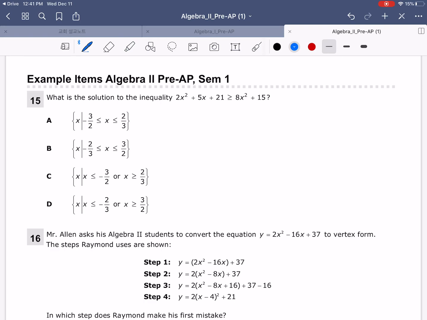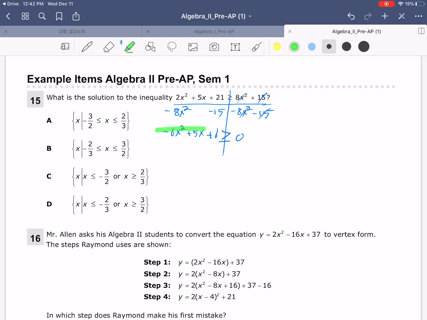Here you go. Question: find the solution to the inequality. I think I already explained this one. You can graph it and find the x-intercepts. But before you graph it, you have to do this, right? Minus 8x squared, minus 15 here. So this one cancels away. Negative 6x squared plus 5x plus 6 is greater than or equal to 0.